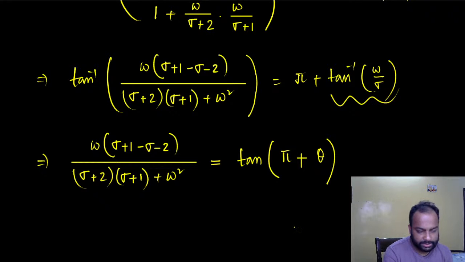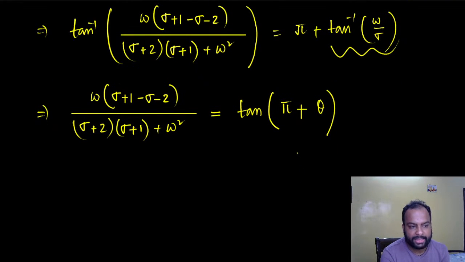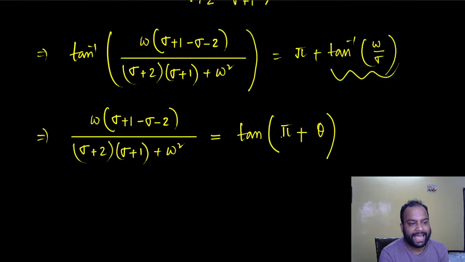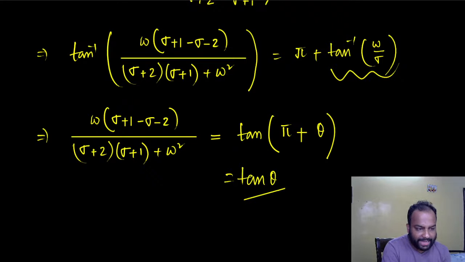Right? Yes, if you have guessed it is tan theta, you are right. So tan of pi plus theta is essentially tan theta. You know that, right? So that's going to be just tan theta. But what is tan theta?